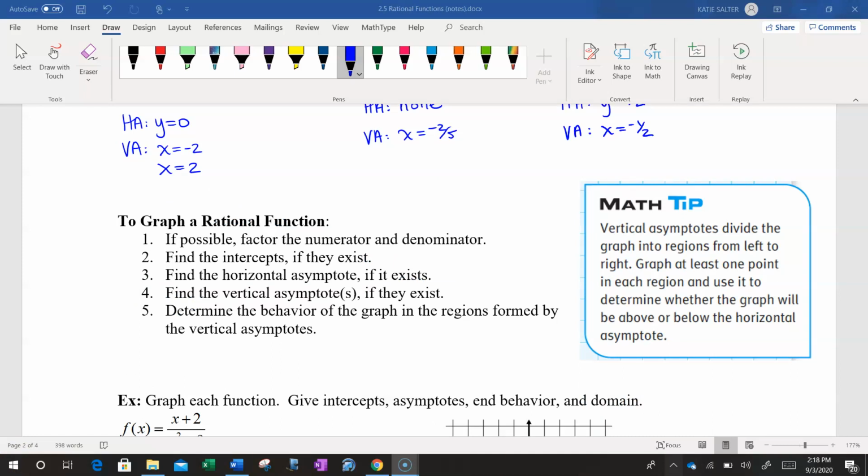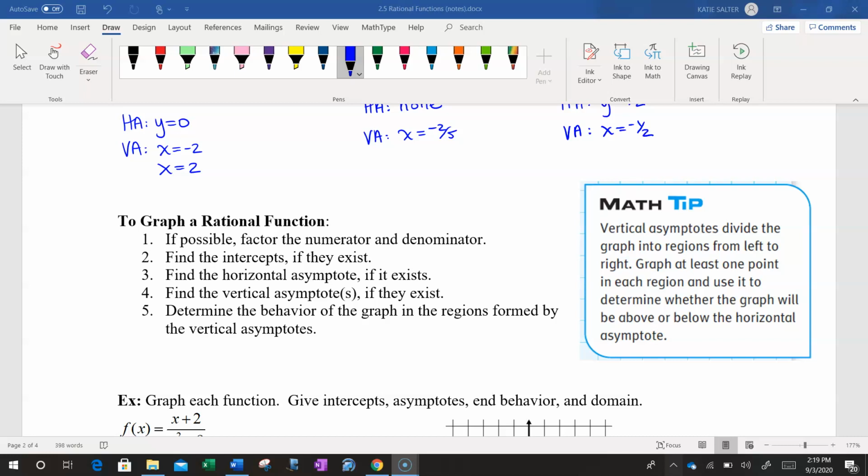All right, so how are we going to graph these rational functions that are not in one of those transformation forms from the reciprocal function? What we're going to do is, if possible, factor the numerator and denominator. And then we're going to find the intercepts if they exist. So get your x-intercepts, y-intercepts. We're going to find the horizontal asymptote if it exists. Find the vertical asymptotes if they exist.